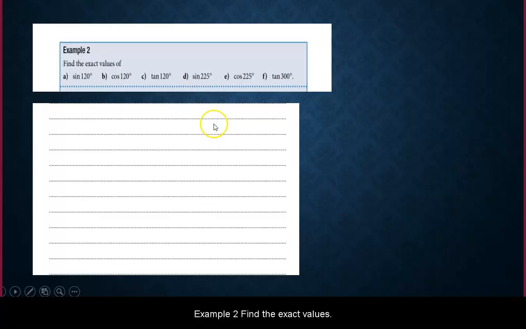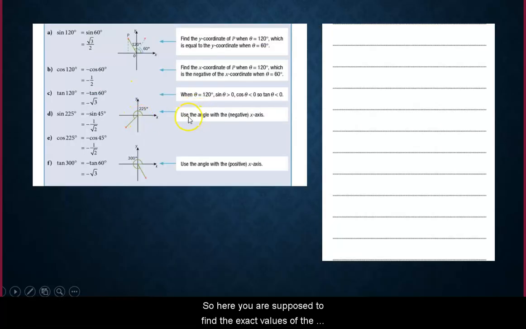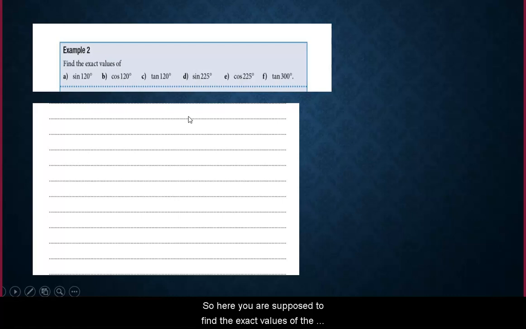Example 2, find the exact values. So here you are supposed to find the exact values of the following questions given.